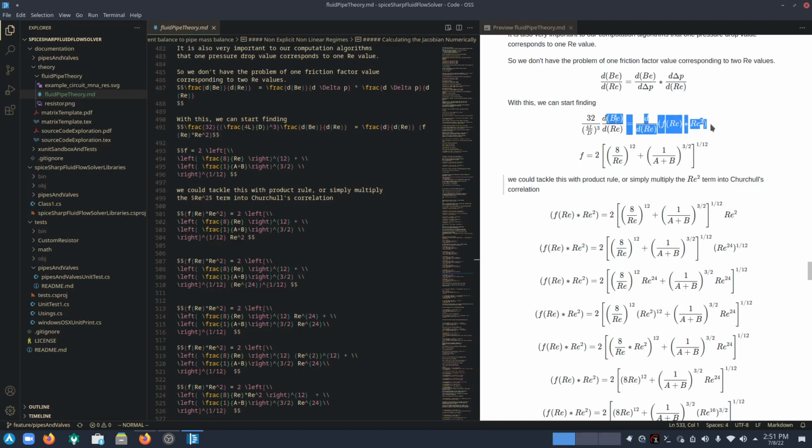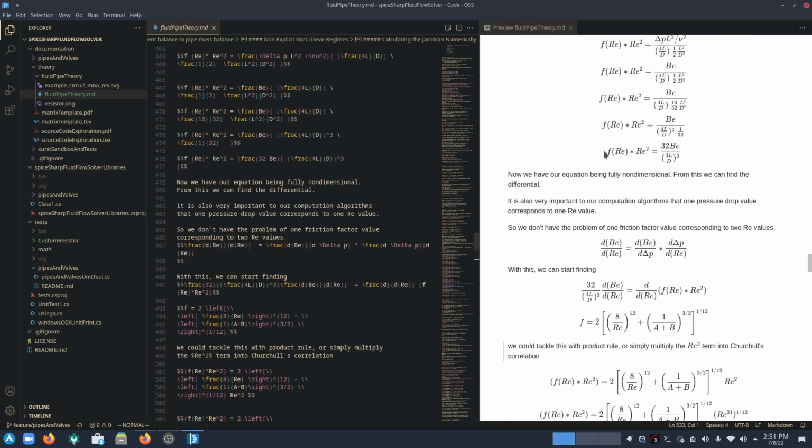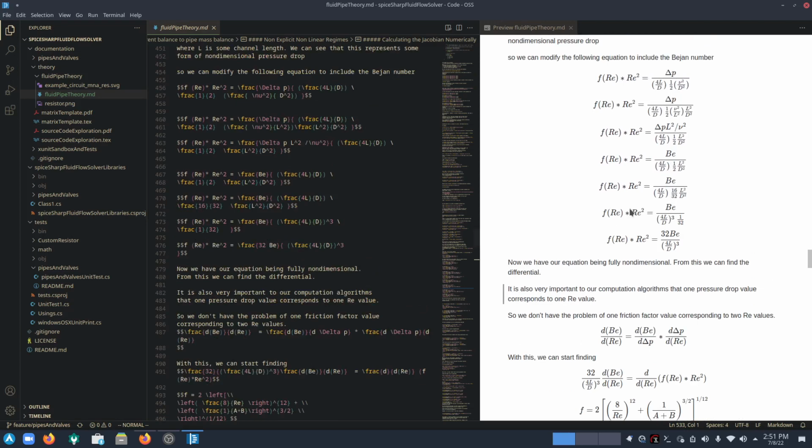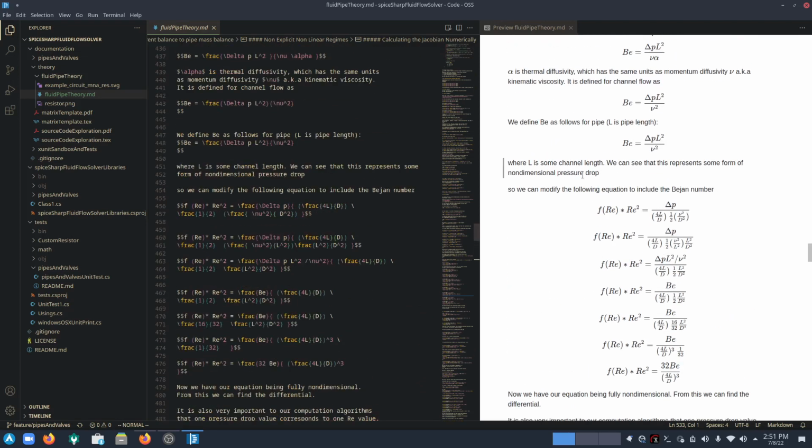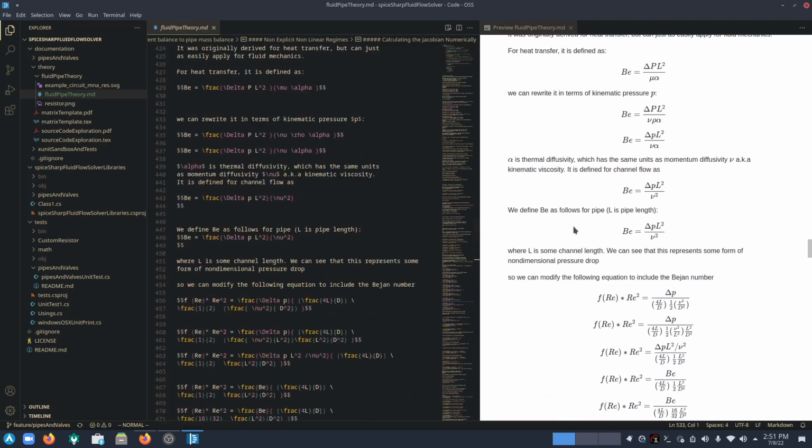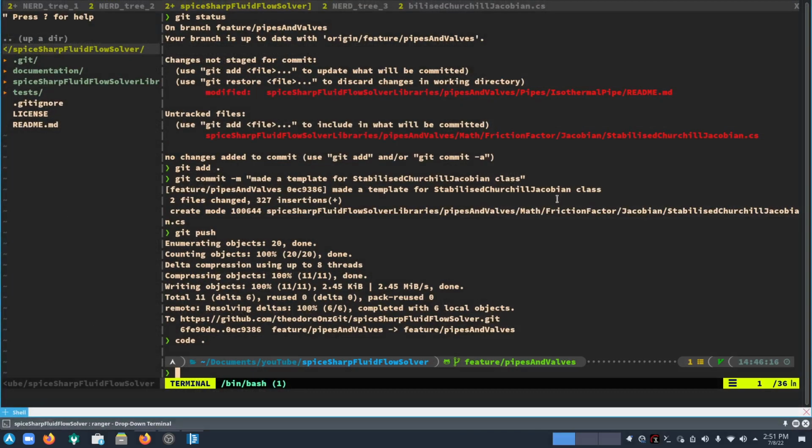So here is the equation we are left with. This fRe times Re squared, and this f here is the Fanning friction factor. I will just use the Churchill correlation in order to get that part done. That's how I do it. The Churchill friction factor, we already sort of got it.